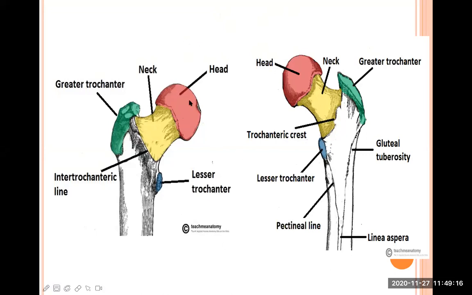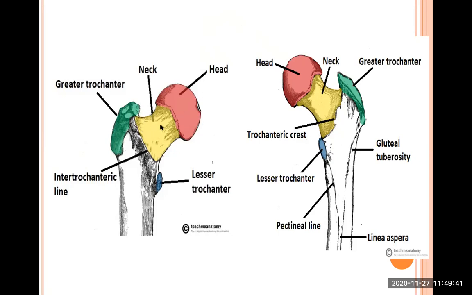Now, this head of the femur will articulate with which structure? It articulates with which structure? Yes? Acetabulum. Exactly. It articulates with the acetabulum of the pelvis, and that is called the hip joint.